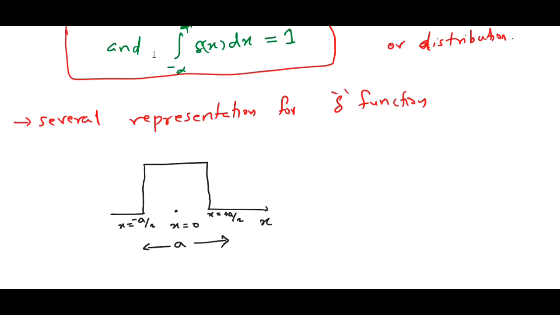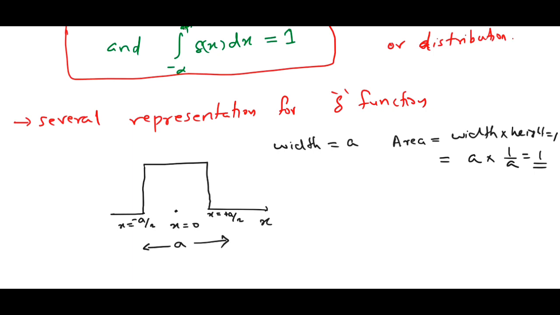Okay, then according to the delta function, here if the width is a, then to get the area equal to 1, that is, area should be width into height should be 1. If width is a, height should be 1 by a, then it will be equal to 1. Therefore, my height of this step function should be 1 by a. This is the height.